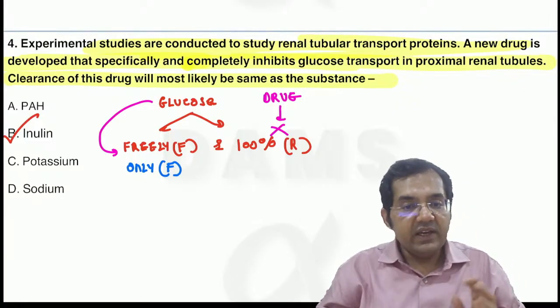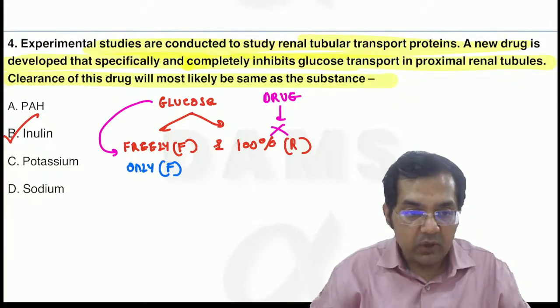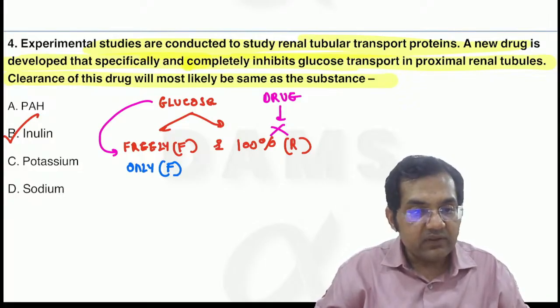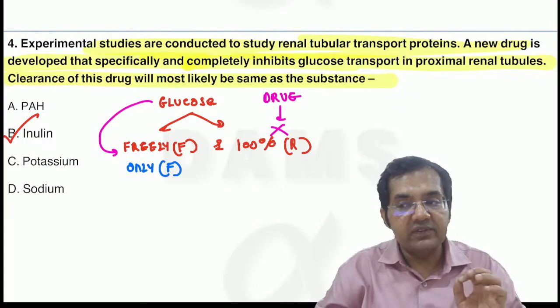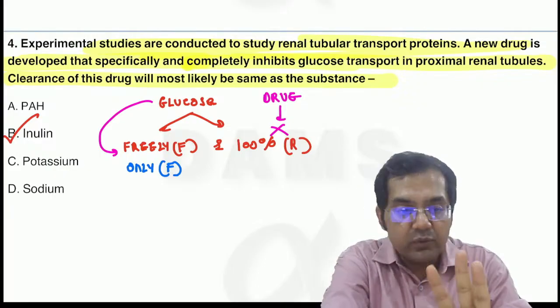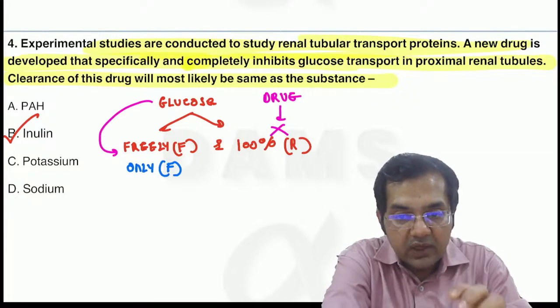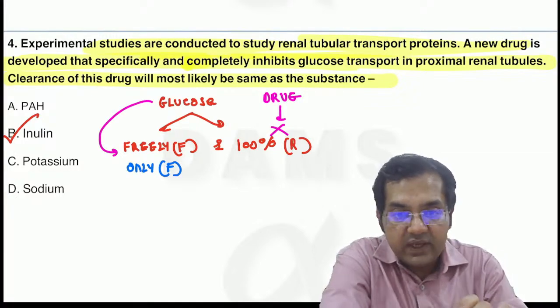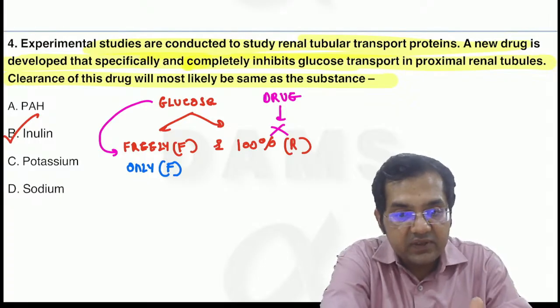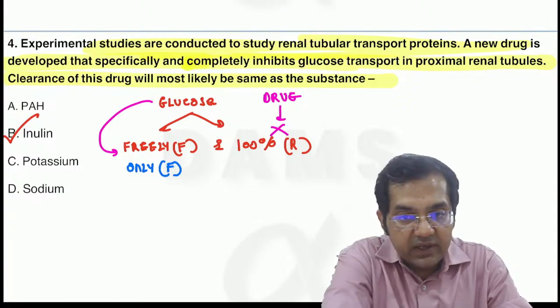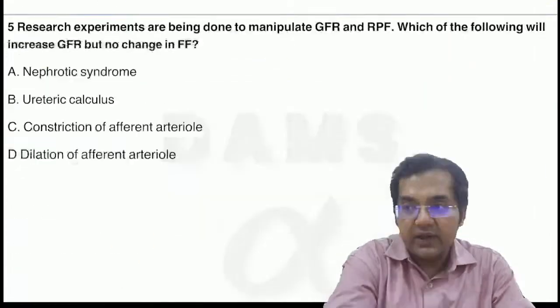PAH will not be the answer because it is secreted. Potassium and sodium again are not the answers because they are not 100% reabsorbed. Only 3 solutes are 100% reabsorbed: glucose, amino acids and the bicarbonates. Glucose and amino acids in the PCT, proximal tubule, bicarbonate 85% in the PCT, another remaining 15% in thick ascending limb and DCT, right? Let's move to question 5.